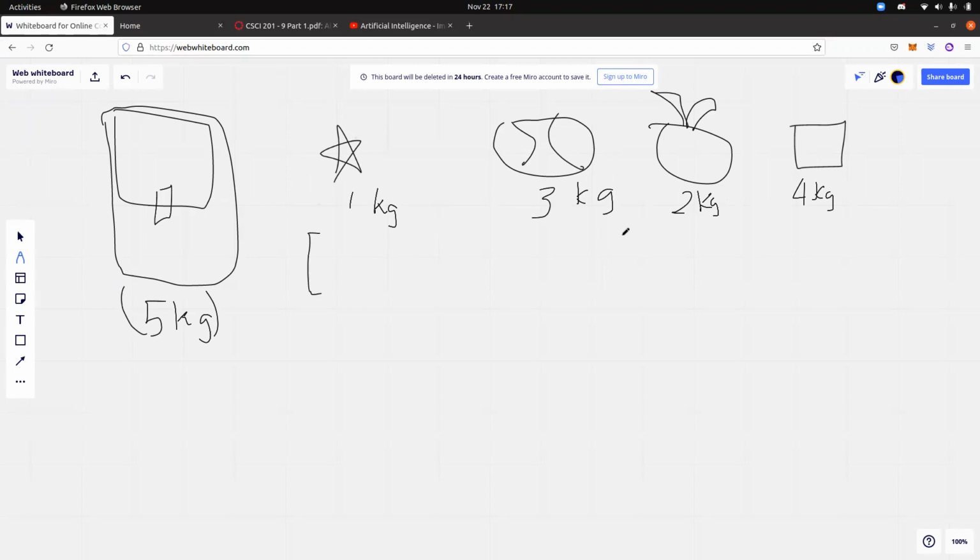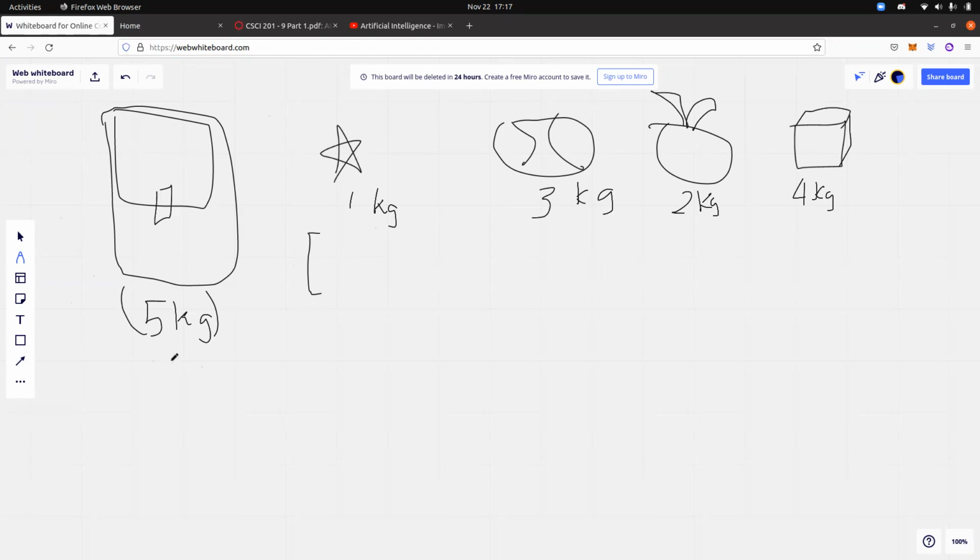Okay, but the question is, am I optimal? Because those are two items. It still fits our constraint of 5 kilograms. But how do we say it's actually better than a star and a ball? Or we could actually have a square or a box, if you will. A box, right? And a star, because 1 plus 4 is equal to 5. So it's still within our bag.